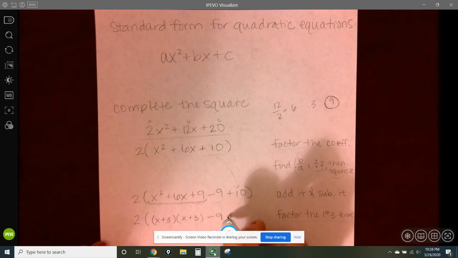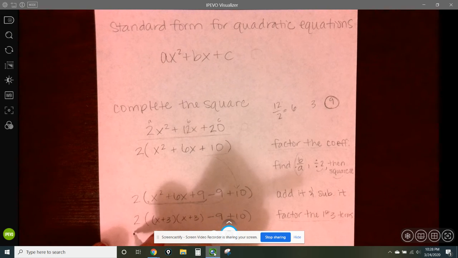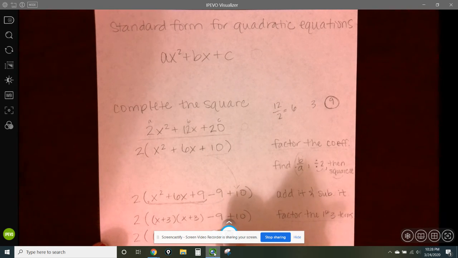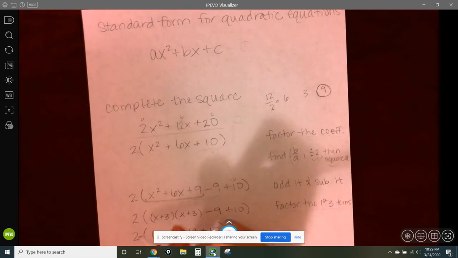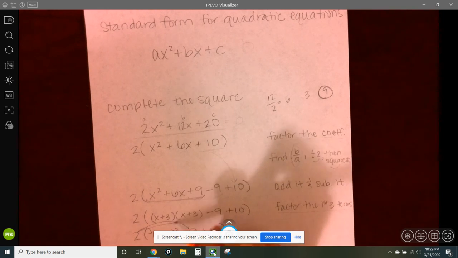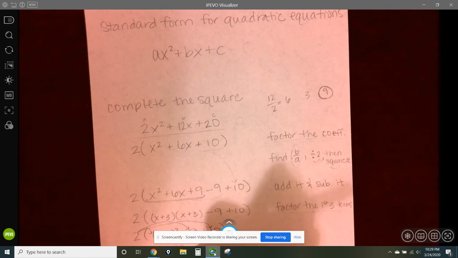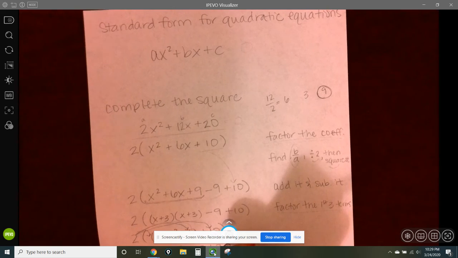I still have a minus 9 and a plus 10. I'm going to rewrite x plus 3 times x plus 3 as x plus 3 squared. I still have minus 9 and plus 10. At this point, I'm going to distribute that 2 back through to each of these terms inside the parentheses. So I'm going to have 2 times x plus 3 squared, minus 2 times 9 is 18, and 2 times 10 is 20.